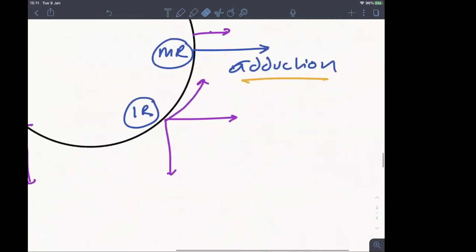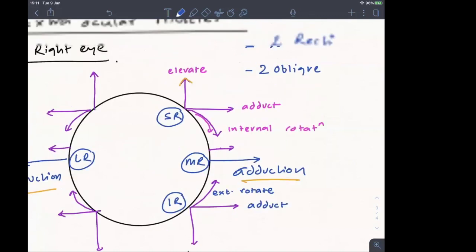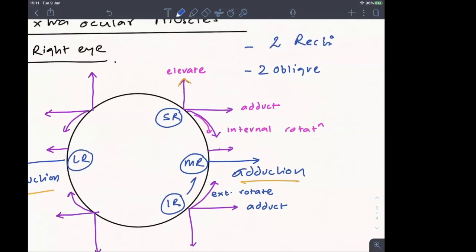Now let's take inferior rectus. What will inferior rectus do? It will depress. It will also adduct. And it will externally rotate. Now, why will it externally rotate? Because if the direction of the rotation is here, then that means that over here, if there is a point, that point will get rotated laterally. It will get rotated outside. So that is external rotation.